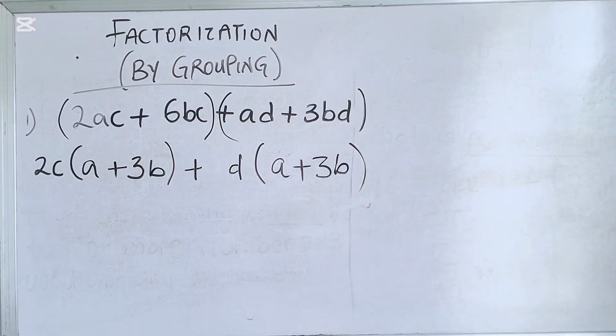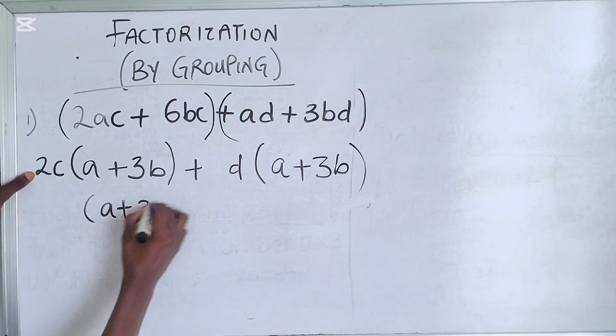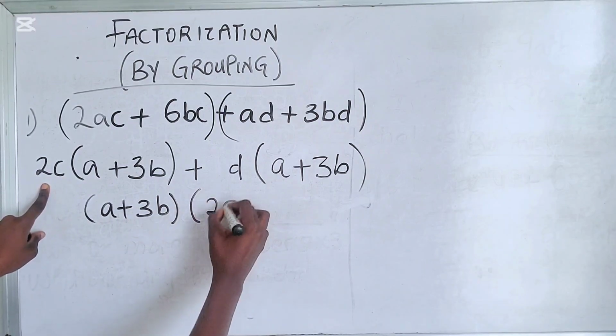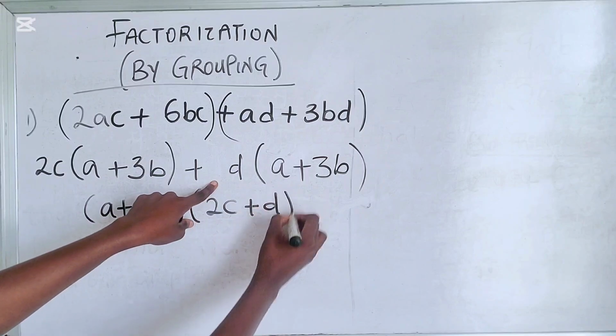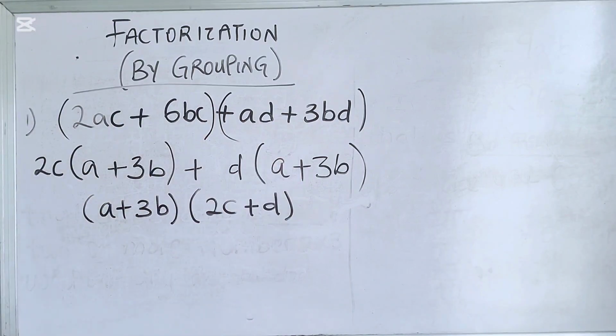The expression in the bracket is the same. So you can as well just write the expression in the bracket, one of it, and then write the numbers outside the bracket. These are the factors of the initial question given to us.